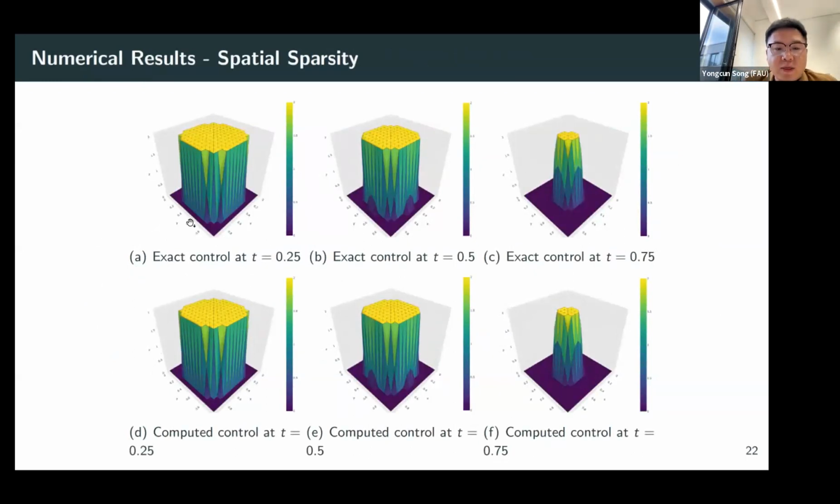The first row is the exact control at different times, and the second row is the computed control at different times. We can see the spatial sparsity of the control. That means in some parts of the domain, the control variable is 0. And the exact and computed controls are almost the same, and there is no difference visually.